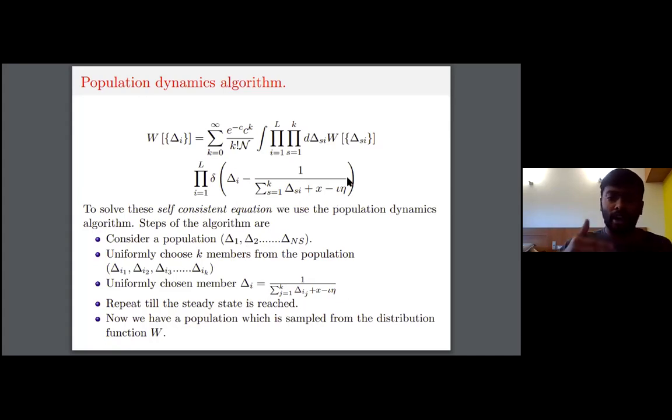This is sort of like a Markov chain, and this Markov chain will eventually reach a steady state. And now you'll have an updated population. This updated population is actually sampled from this distribution, which is what we needed. So this is a very deep, very interesting algorithm. I don't completely understand it, but this is the algorithm.